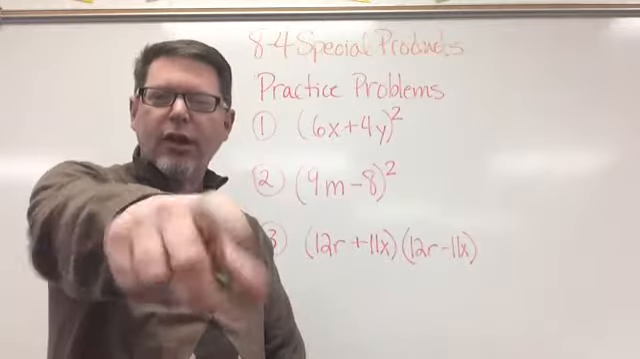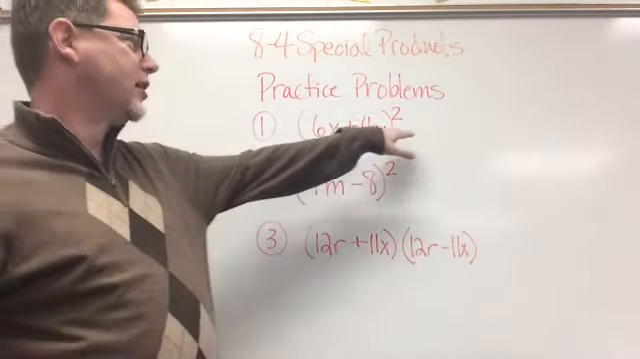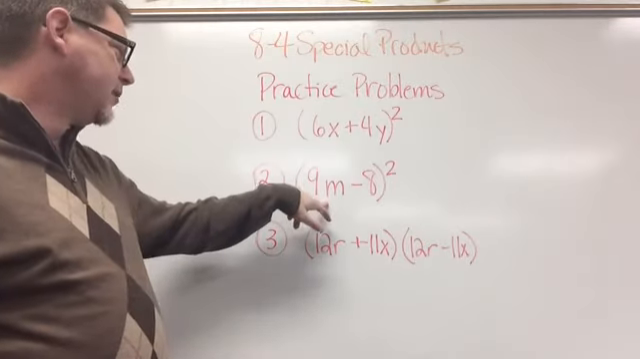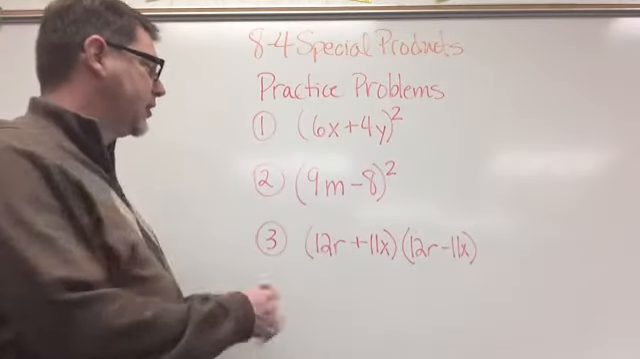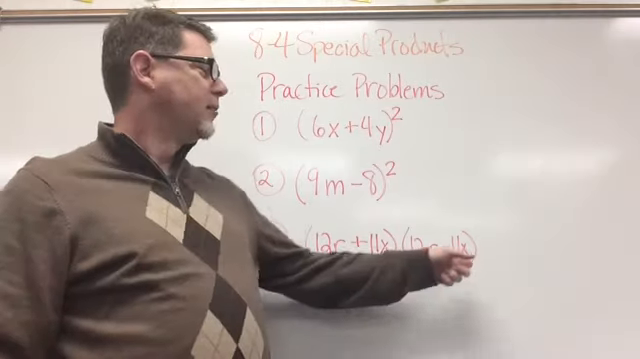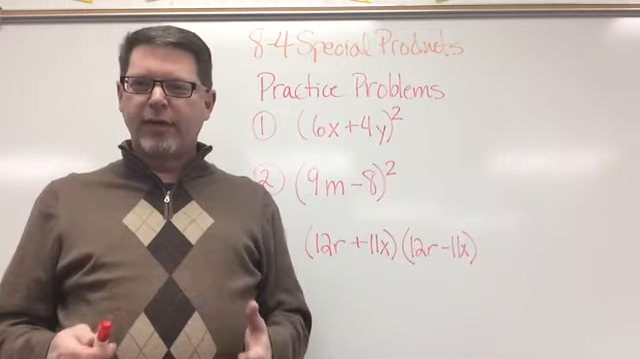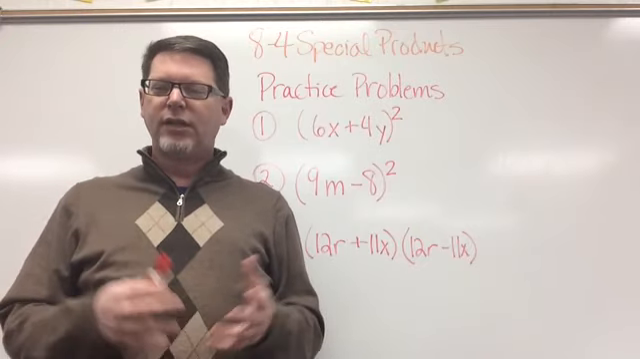So here are your practice problems. The first one is 6x plus 4y squared. And the second one is 9m minus 8 squared. And the third one is 12r plus 11x times the quantity of 12r minus 11x. Now, do all three practice problems, take a picture, submit the practice problems in Edmodo, and then you're finished.